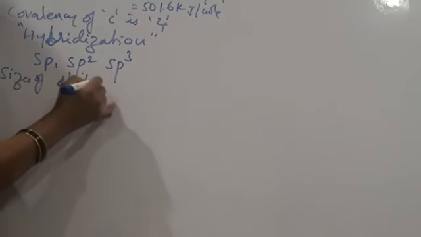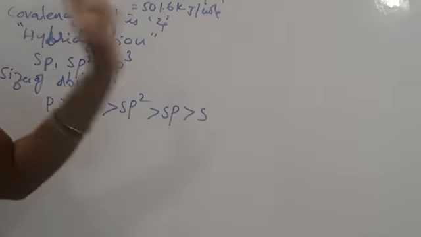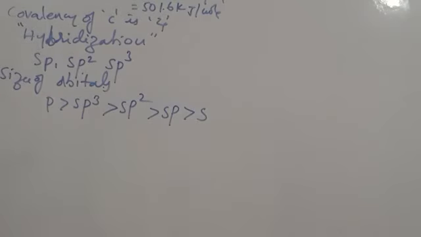So, coming to the size of these orbitals, both atomic and hybrid orbitals present in organic compounds: p orbital is greater than sp3 hybrid orbital, sp3 is greater than sp2 hybrid orbital, which is greater than sp, which is greater than s orbital. So this is the size of the orbitals, both hybrid and atomic orbitals.